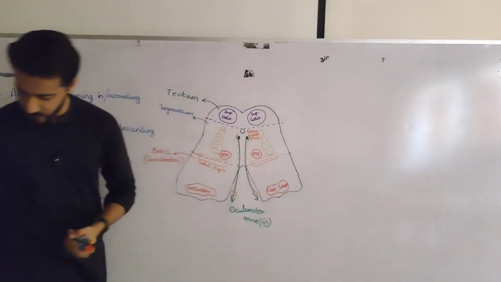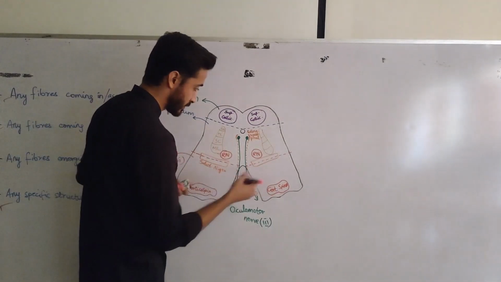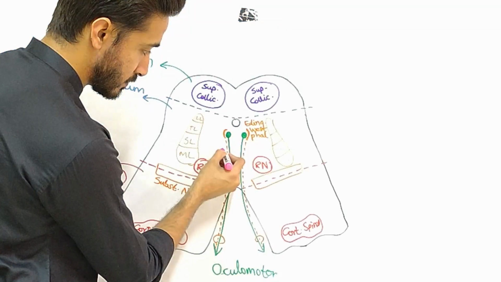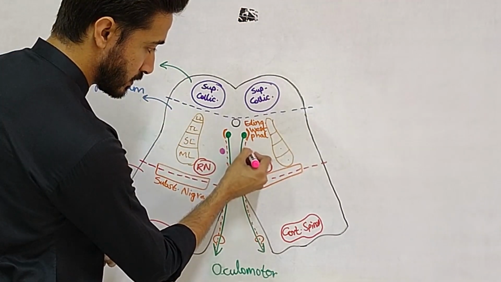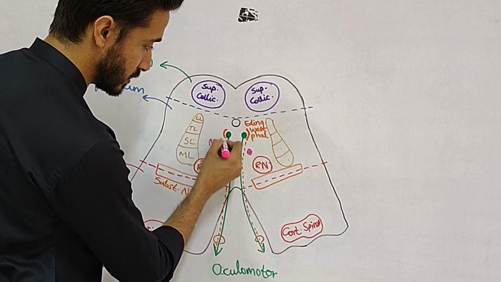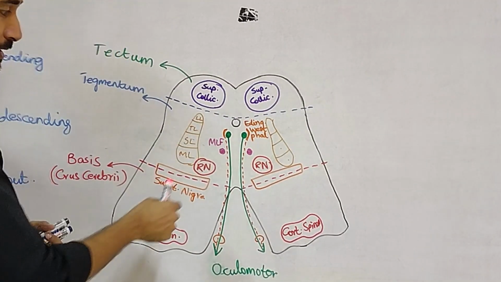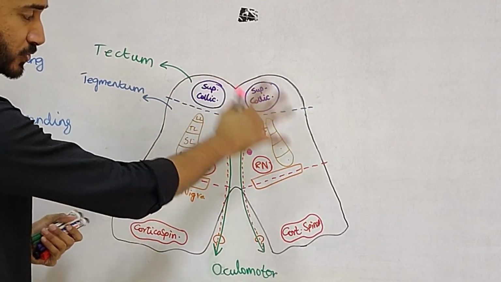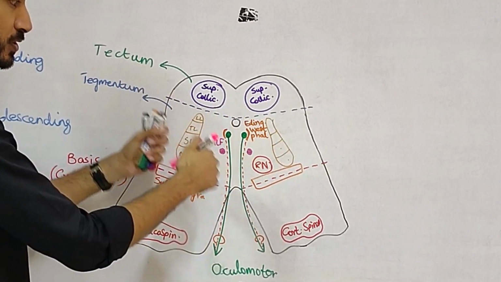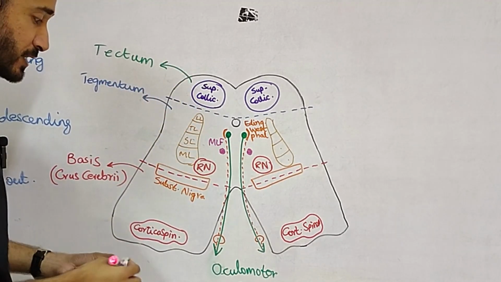So let's draw that as well. We'll draw that with pink. So we can draw that near the midline, right? And this is going to be the medial longitudinal fasciculus. These are the main things that you need to draw in this cross section, and thereby you have the complete drawn picture of the cross section at the level of the superior colliculus of the midbrain.